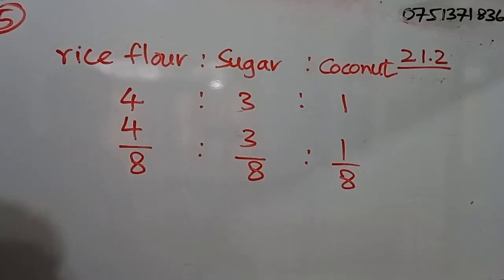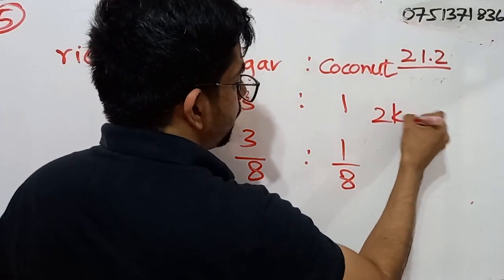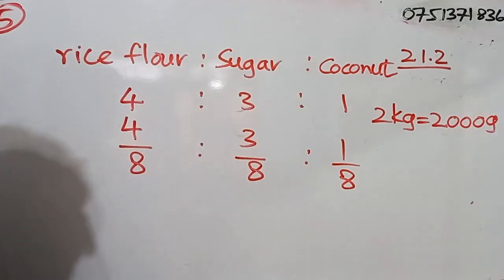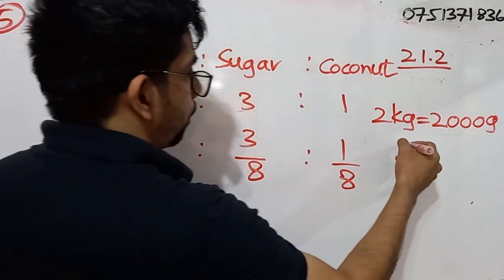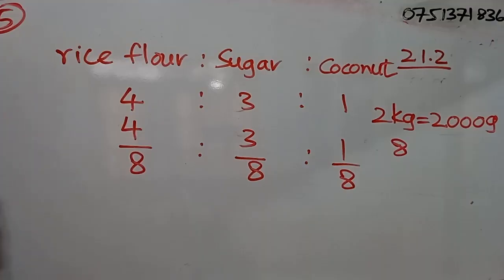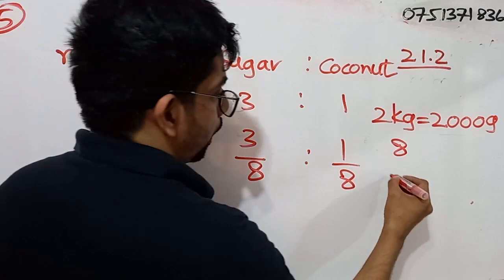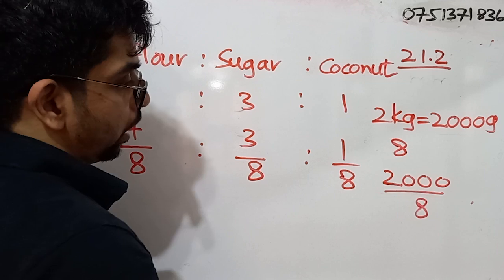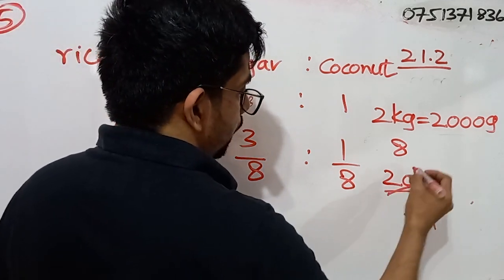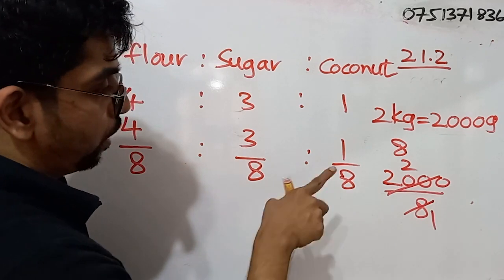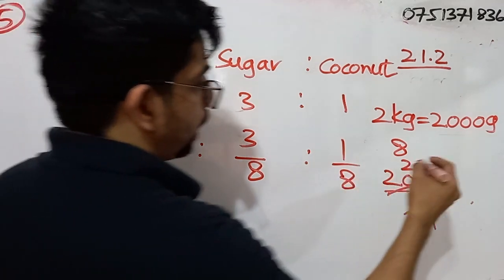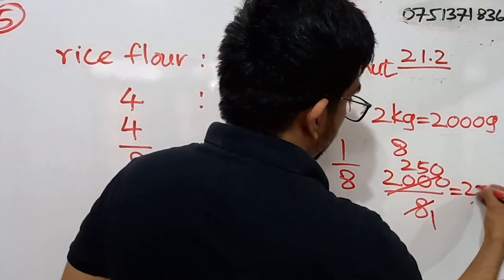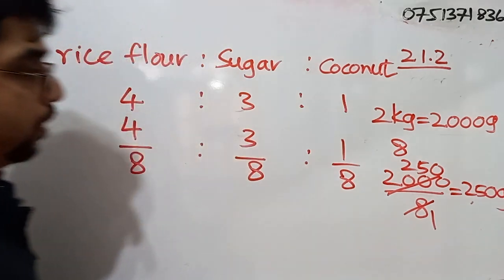Coconut. Right. So what is the total mass of the mixture? 2 kilograms. So we will convert this into grams. So it will be 2000 grams. So the total number of parts are what? 8. So we have to calculate the value of 1 part. That means what? 2000 we have to divide it by 8. Right? So 8 times 1. So here 8 times 2, that is 16. 20 minus 16, we get a 4. So for 40, 8 times 5. So we get what? 250. So those are grams.